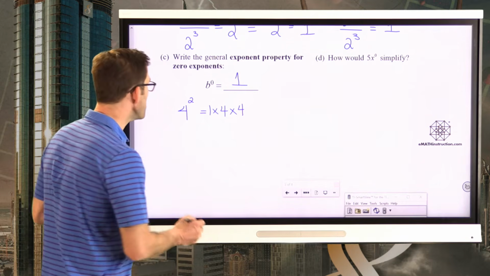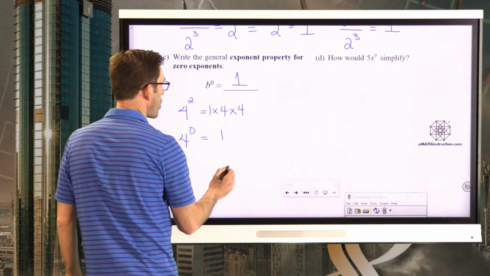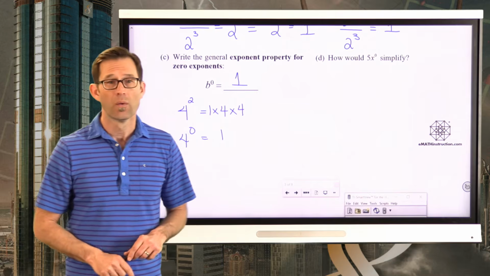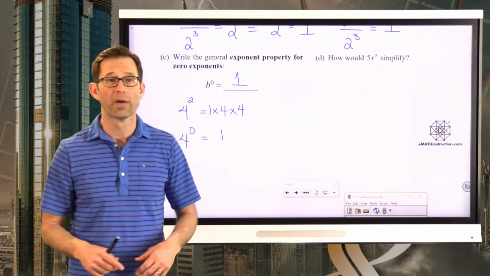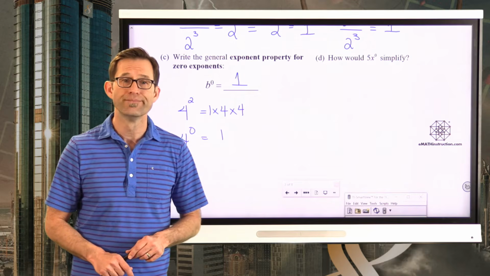Well, that would mean that 4 to the 0 would mean that I should take the number 1 and multiply it by 4 zero times. Well, if I take the number 1 and I multiply it by 4 no times at all, I'm still just sitting at the number 1, right?